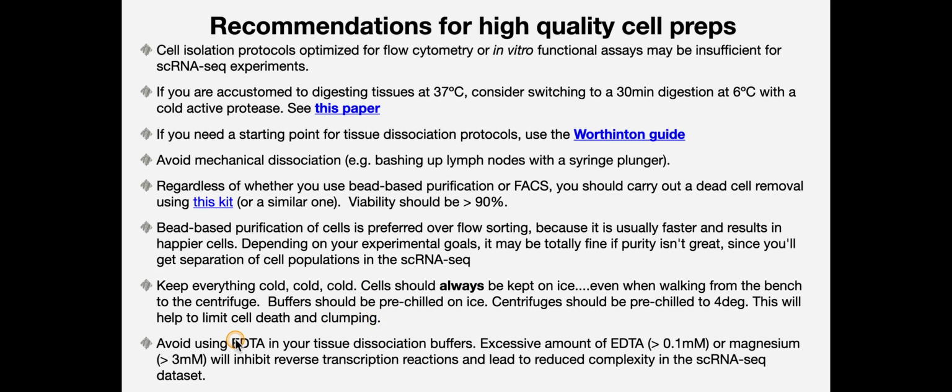And then finally, you may want to avoid using EDTA if possible in your tissue dissociation buffers. Excessive amounts of EDTA greater than 0.1 millimolar or magnesium greater than 3 millimolar will inhibit reverse transcription reactions and can lead to reduced complexity in your single-cell RNA-seq data set.